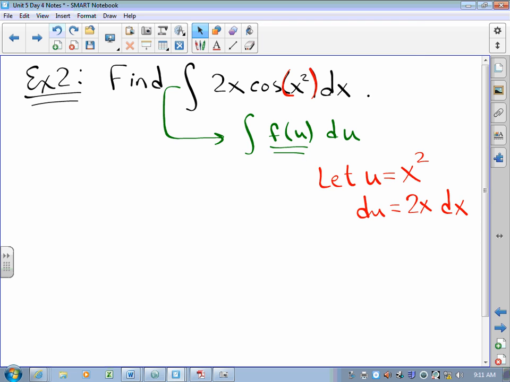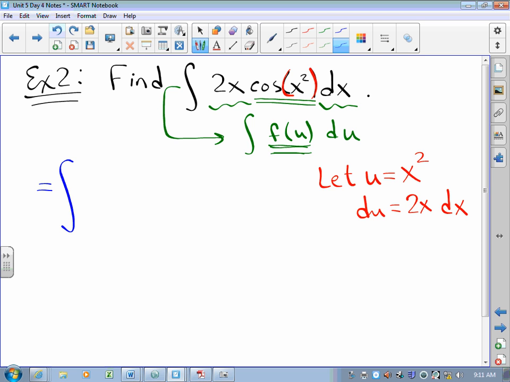So what does this integral turn into? Well, the cosine of x squared becomes f of u, and all the other stuff that's left is the du. So what have I got? I've got the integral of cosine u du. The cosine x squared is replaced by cosine of u. The 2x dx is replaced by du. And what we have managed to do is a complete change of variable.